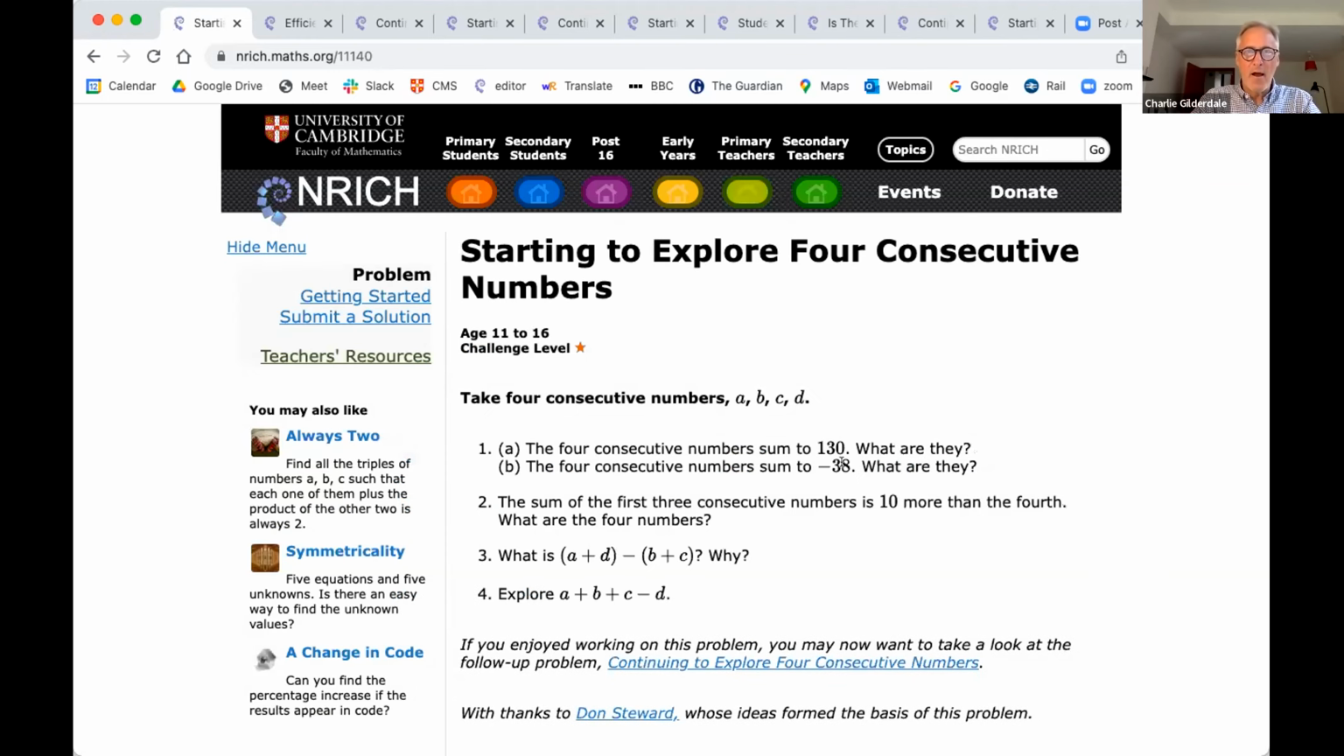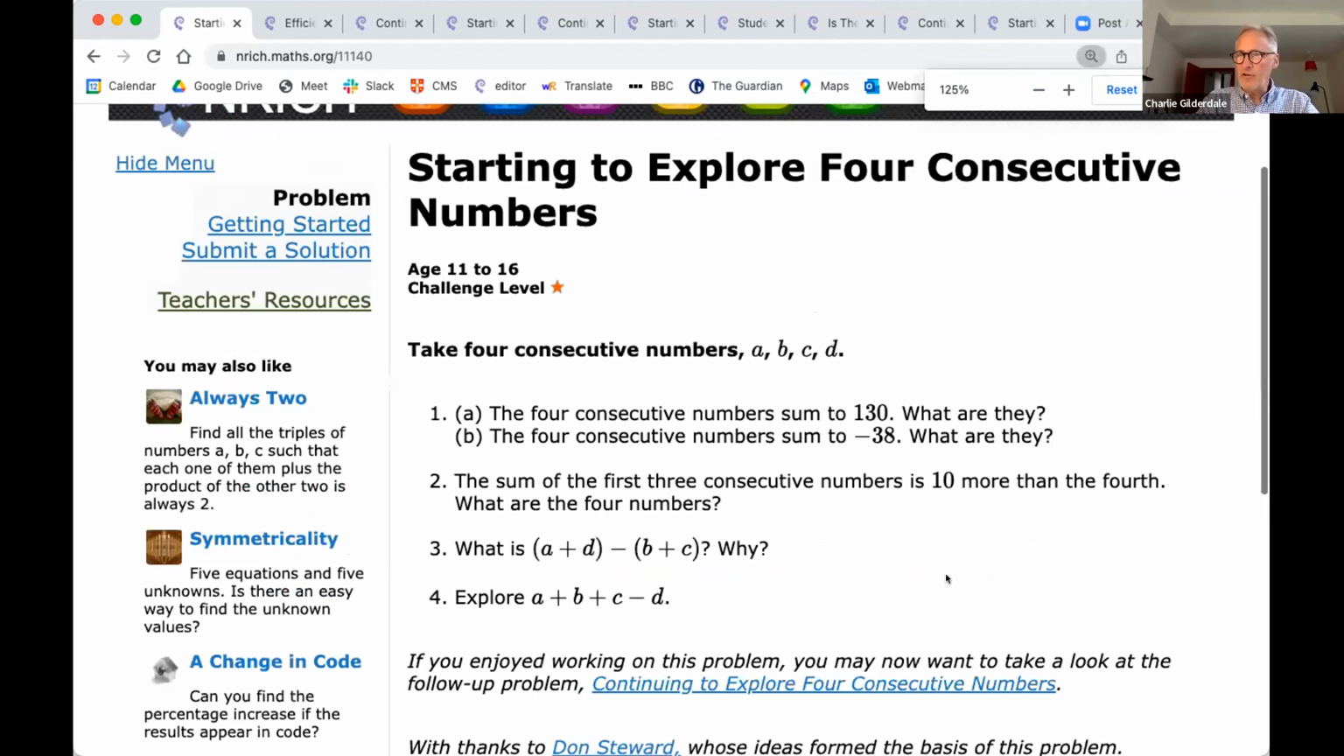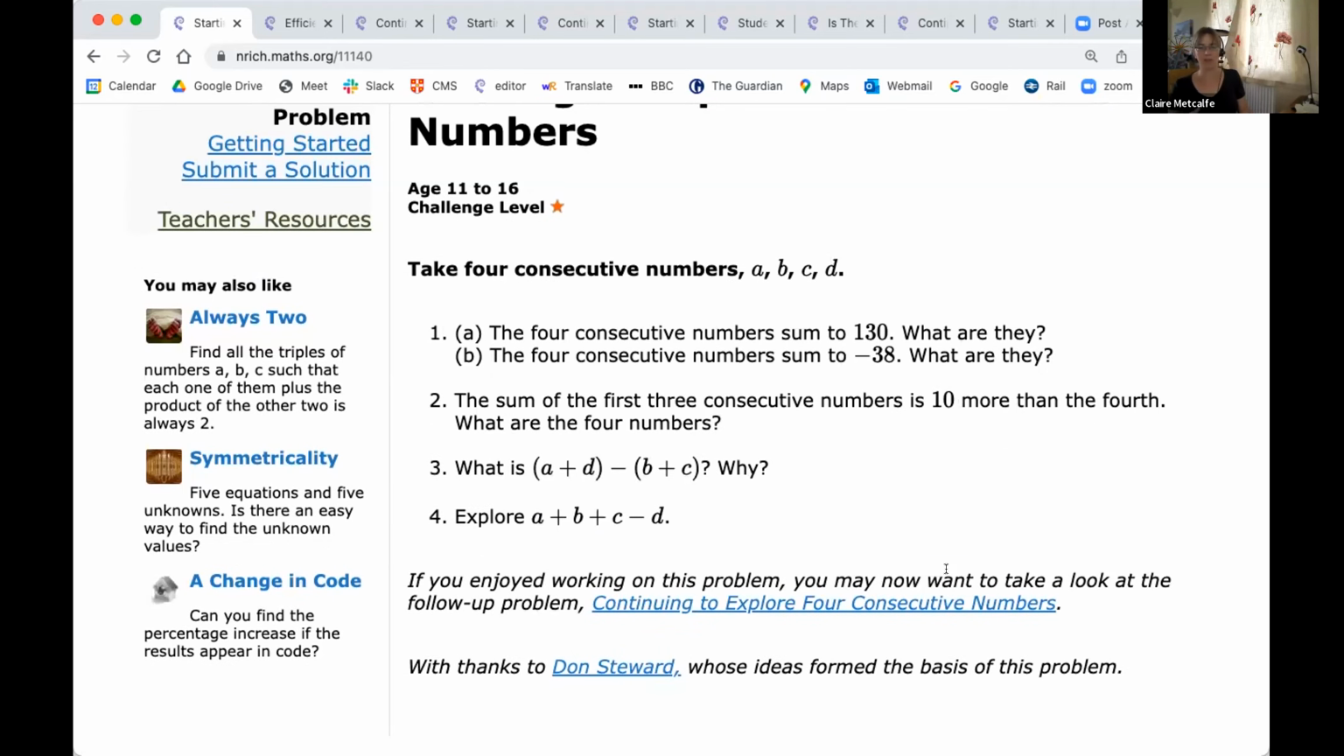So without further ado, I'm just going to enlarge it a little bit. Is that better for seeing it, Claire? Is that clear? Yeah, that looks good. So I lost the unmute button for a second.